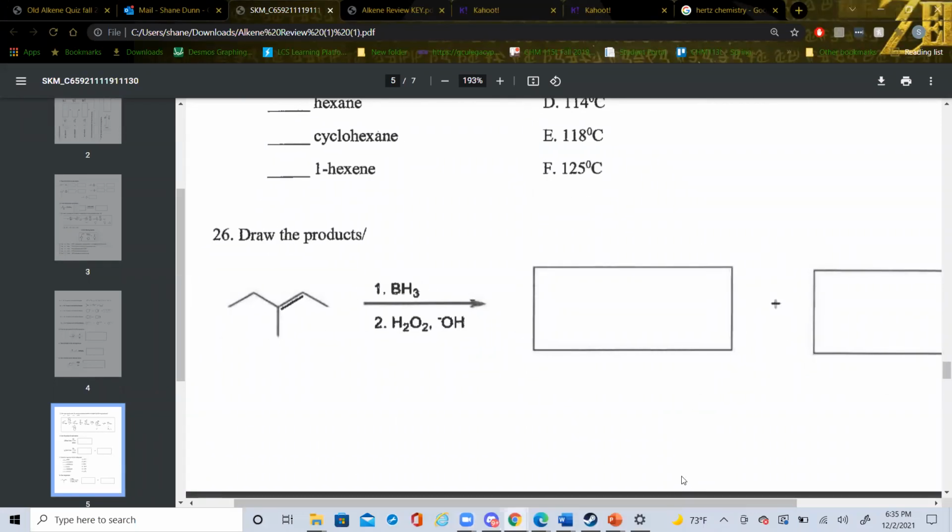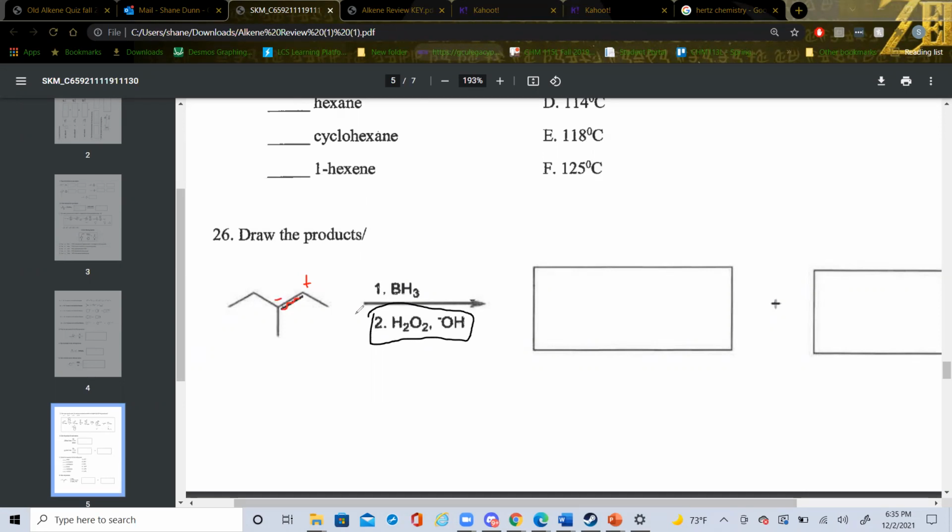Okay, 26. 26 is a weird one. What's going to happen here is that this is an anti-Markovnikov reaction, which means once this double bond right here breaks, the positive charge is going to go here and the negative charge is going to go here. Remember, anti-Markovnikov is the opposite of what normally occurs. Normally, a positive charge wants to be tertiary, but since it's anti-Markovnikov, we're going to switch that around.